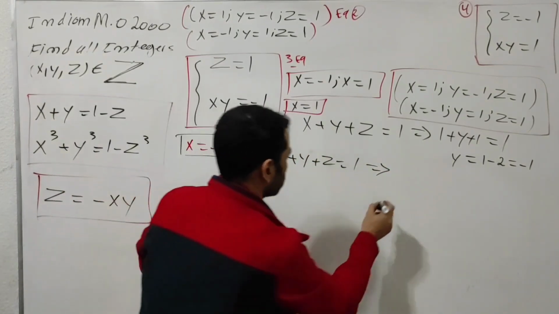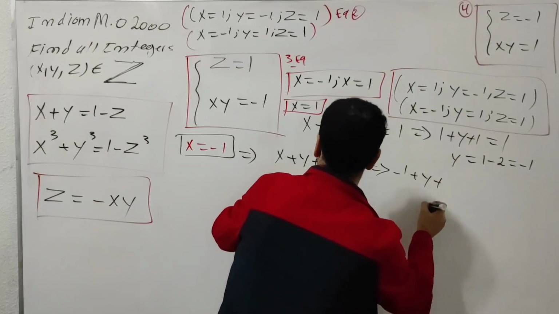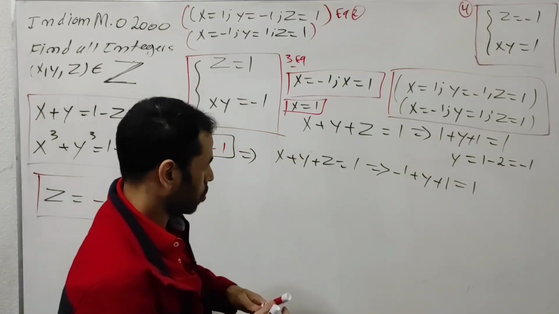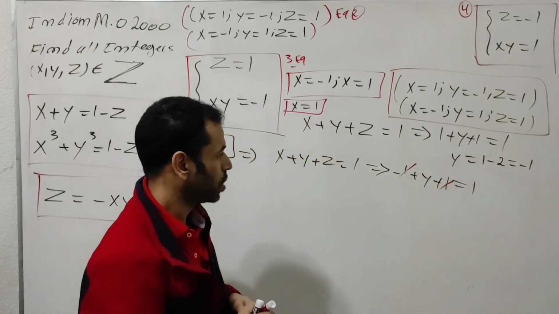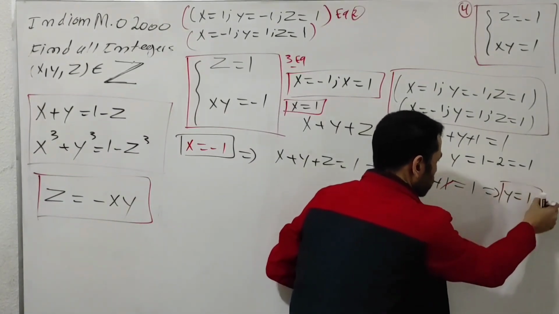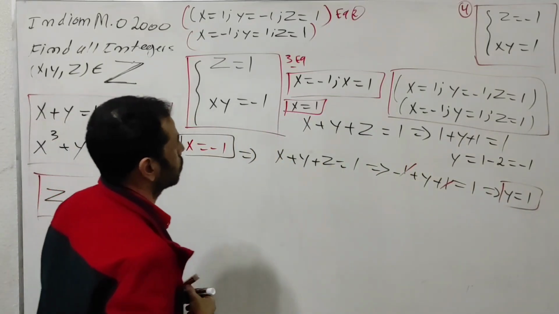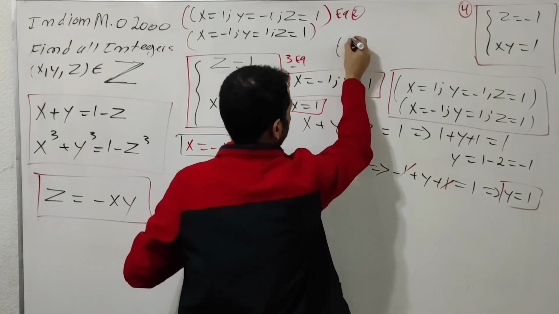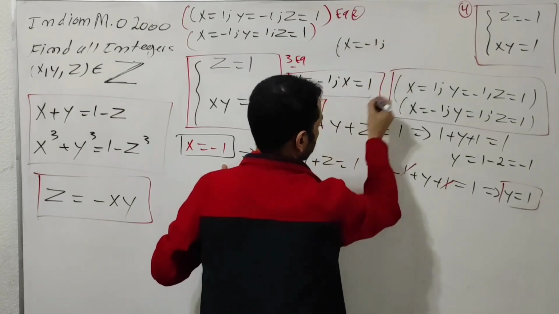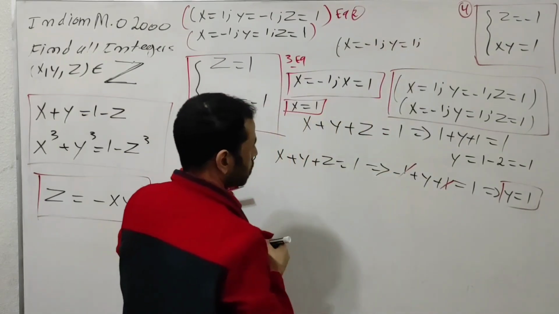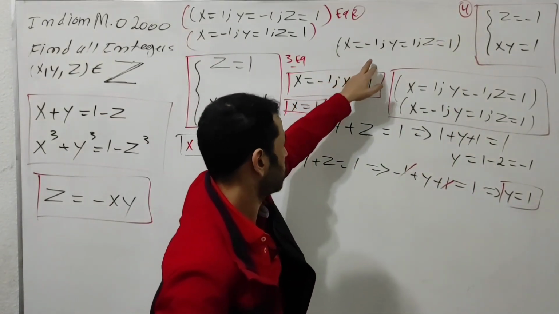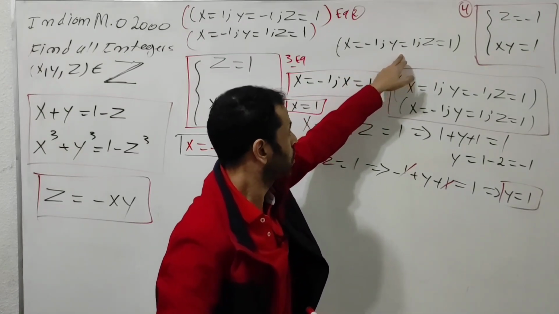x will be replaced with minus 1, plus y, z will be replaced with 1, and the total equals 1. So this 1 will be cancelled out with this minus 1, and I will be left with y equals 1. Now I will have another solution: x equals minus 1, y equals 1, and z equals 1.